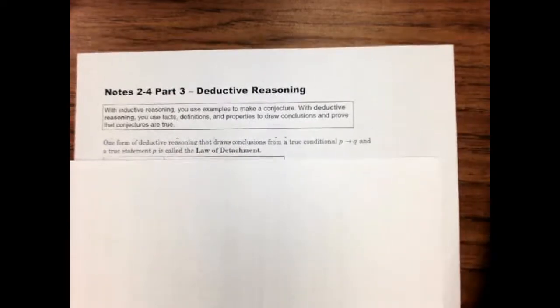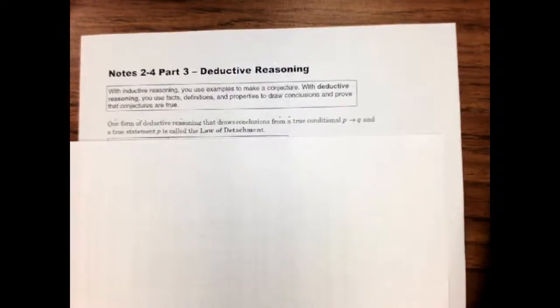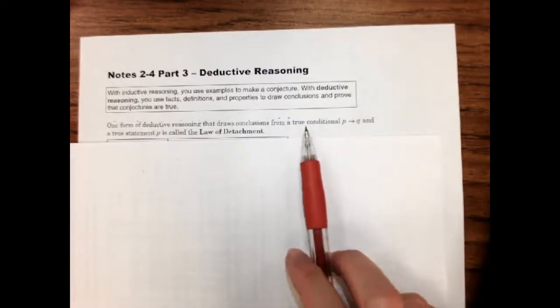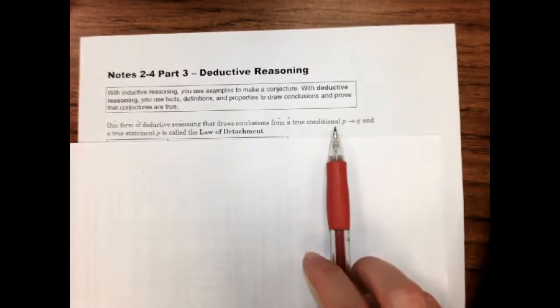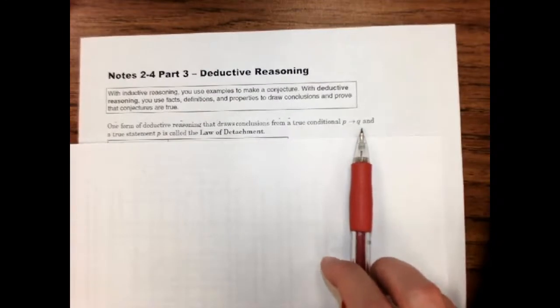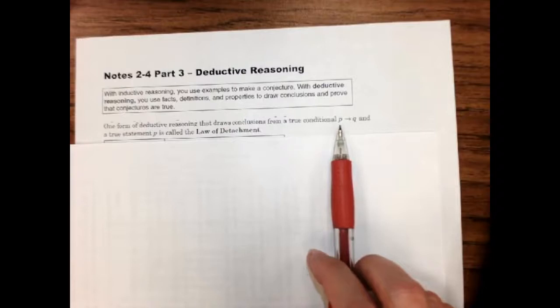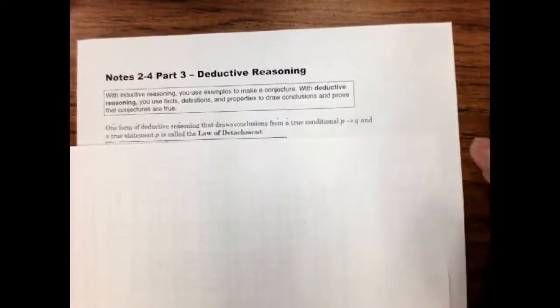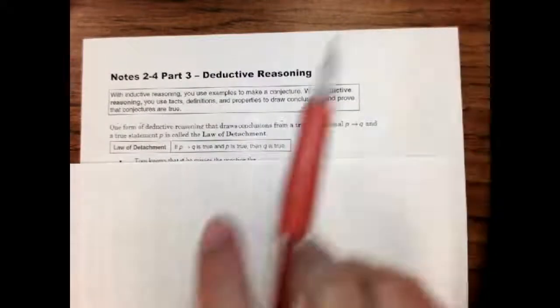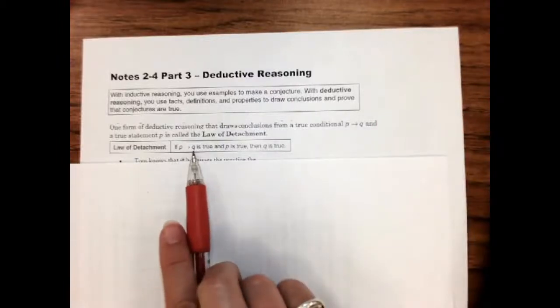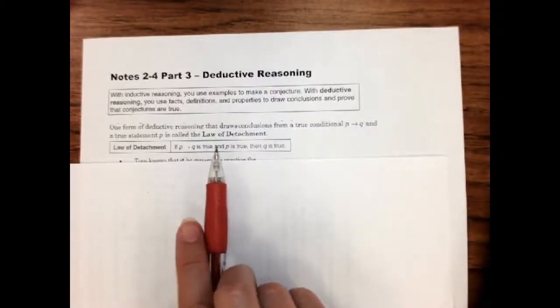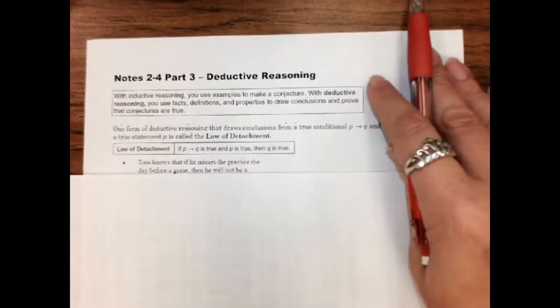And there's 2 kinds of deductive reasoning. The first one is called law of detachment, which is a fancy word, but basically it just goes like this. If I have a true conditional statement, if P then Q, and I know P is true, I know the if part is true, then I can say that the Q part is also true. So if I know that this if statement is true, and I know that the first part's true, then the second part's true. So let's see how that works.